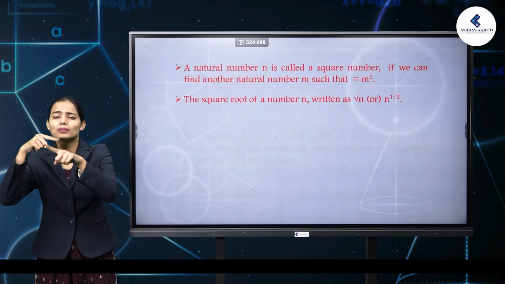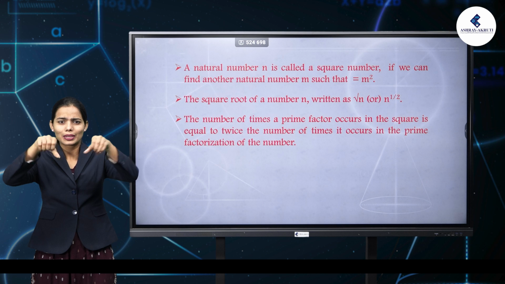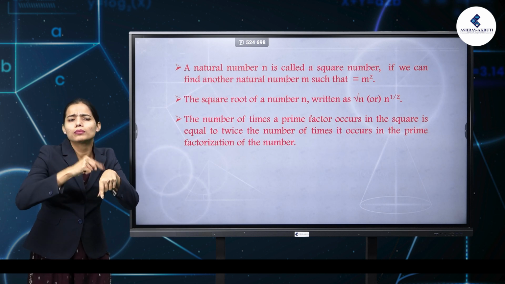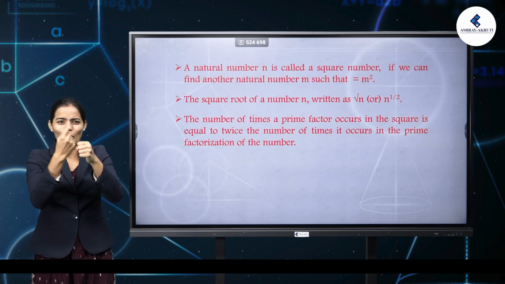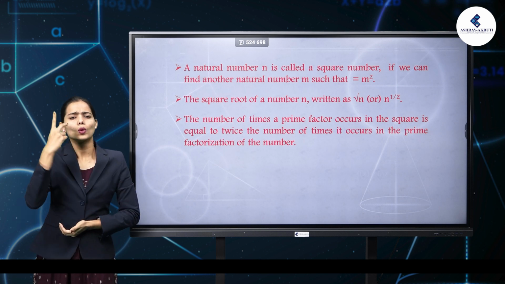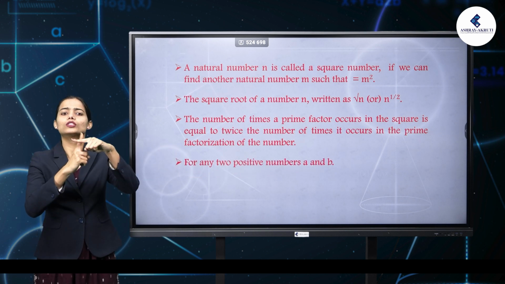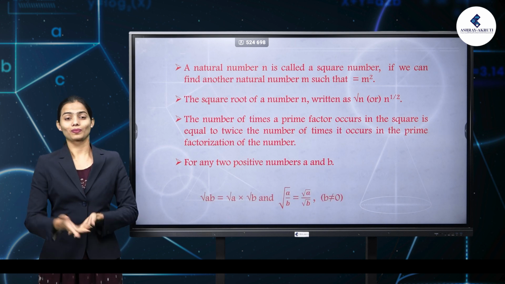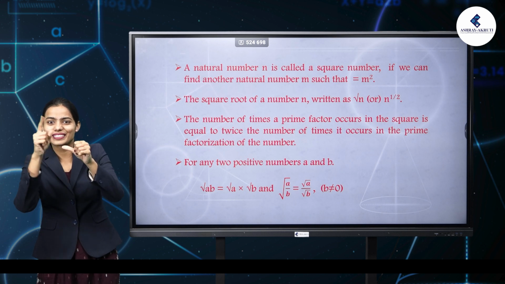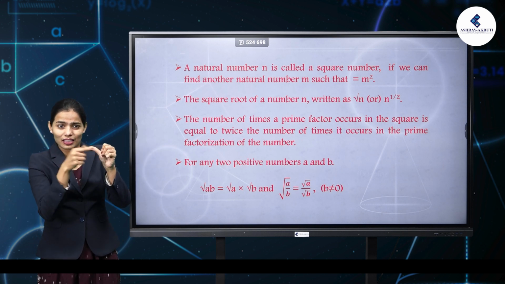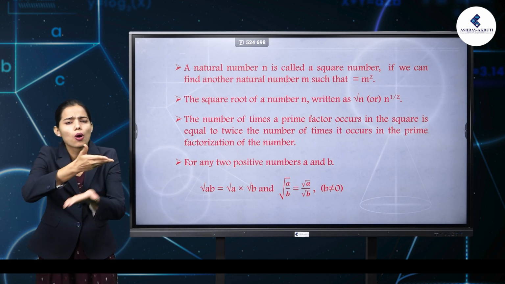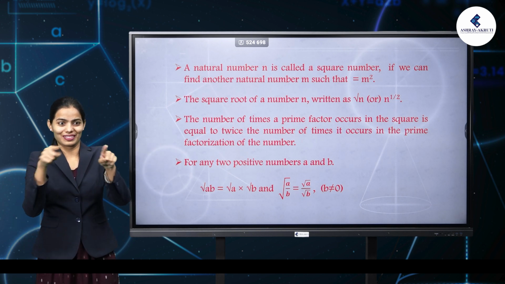The number of times a prime factor occurs in the square is equal to twice the number of times it occurs in the prime factorization of the number. For any two positive numbers a and b, we have square root ab is equal to square root a into square root b, and square root a by b is equal to square root a by square root b, b is not equal to 0. In this part, we are going to learn about cubes and cube roots.